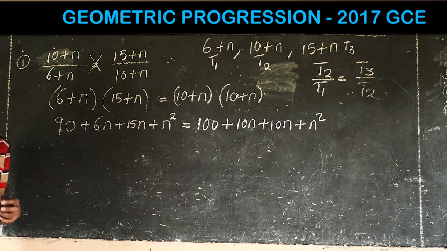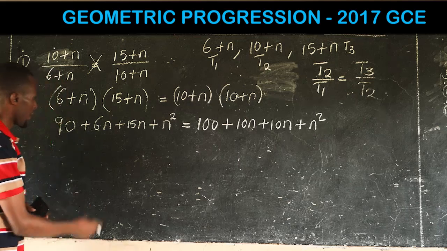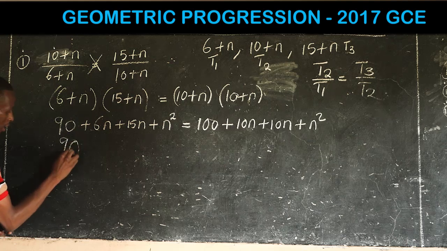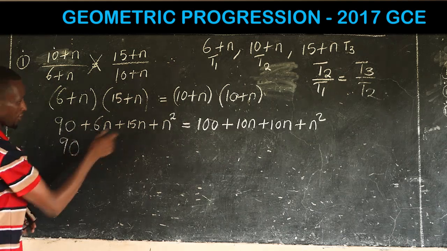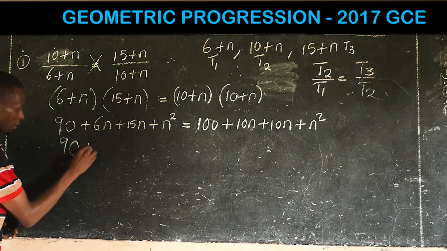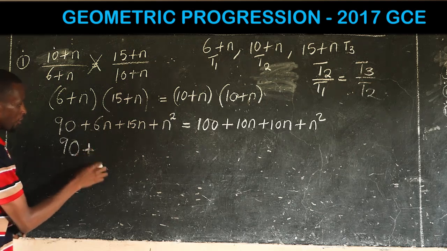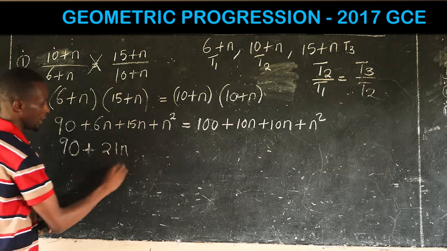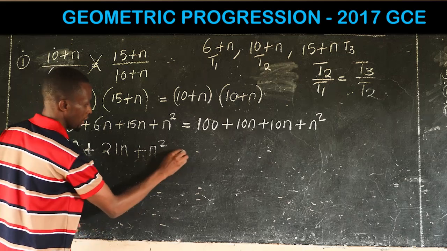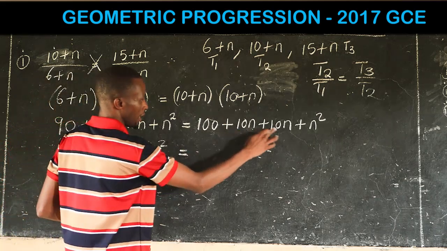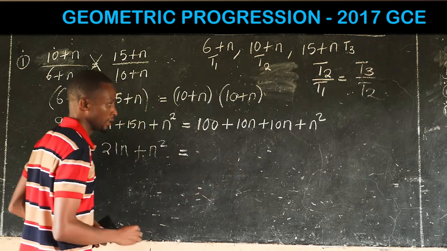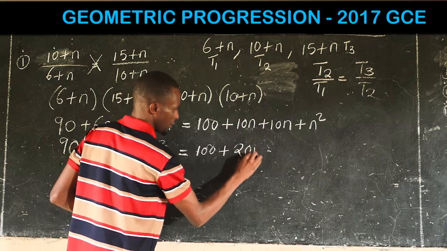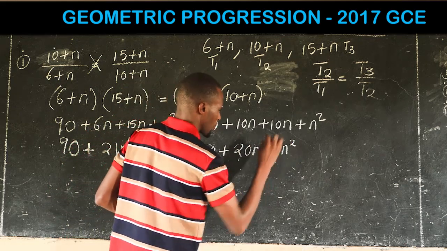From here, we are going to add the like terms first of all. 6n and 15n are like terms, so 90 just comes as it is. 6n plus 15n gives 21n, then plus n squared, equals, the 100 is coming as it is, and 10n plus 10n gives us 20n plus n squared.